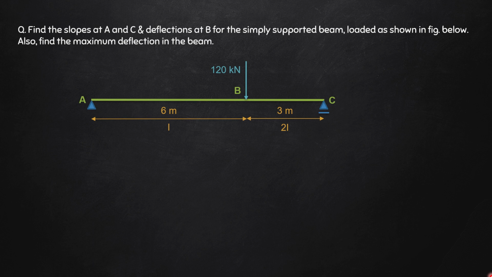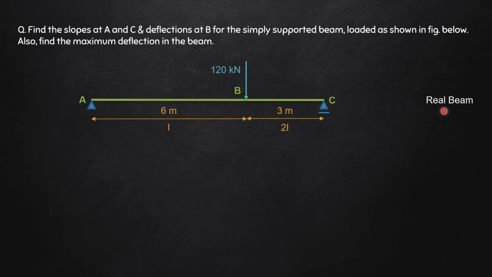So what we have with us today is a simply supported beam ABC having a hinge support at A and a roller support at C, and at the point B, which is at a distance 6 meter from A and 3 meter from C, you have a point load of 120 kilonewton. Moreover, the portion AB has a moment of inertia of I and the portion BC has a moment of inertia of 2I. So this is what we will call the real beam.